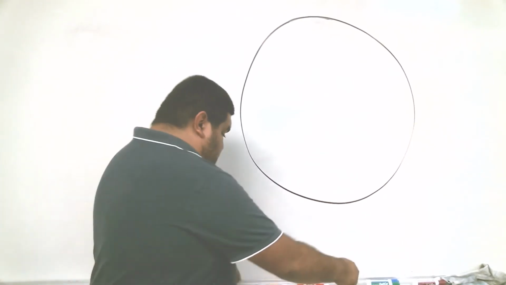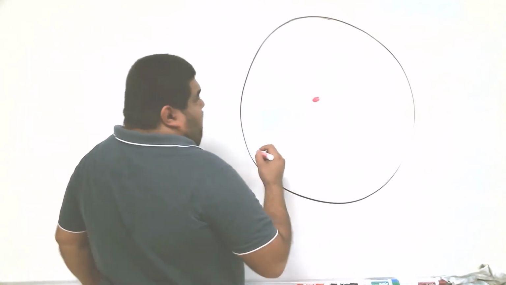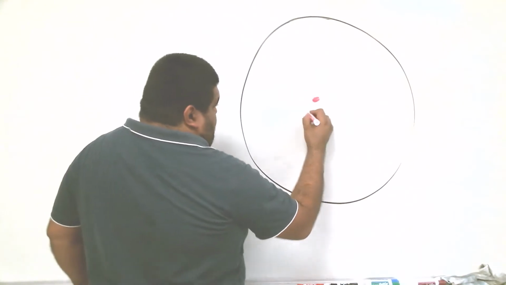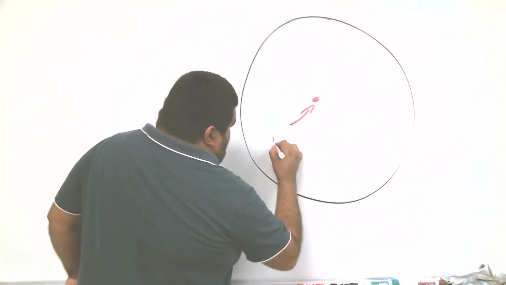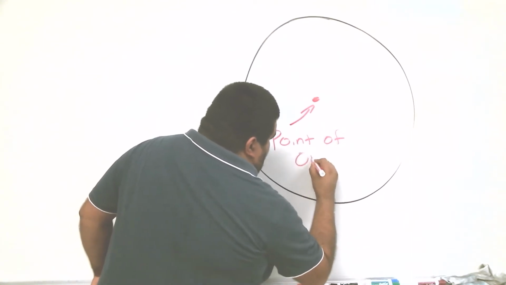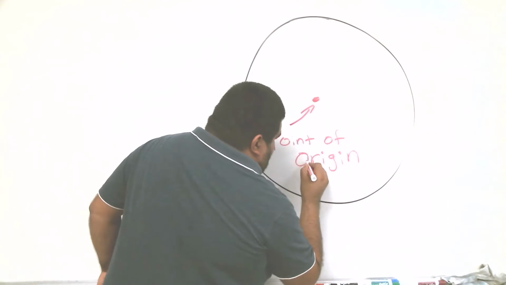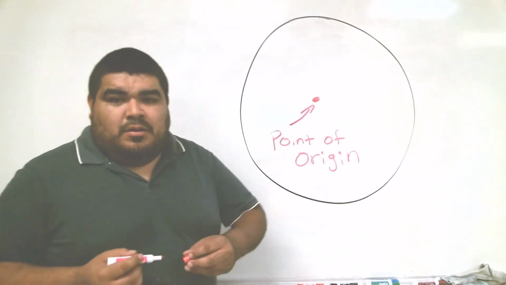So, now, at the center of all circles, there is what's called an origin, okay? A center point. So, we have our center point, which is called point of origin. All right? Point of origin.